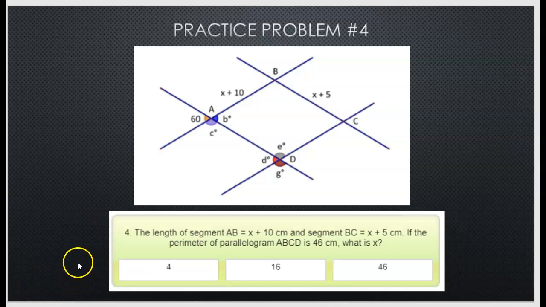All right, next one we need to take a look at. This one's dealing with side lengths. So they're telling us the length of segment AB, that's this one up here, is x plus 10. Segment BC is x plus 5, and the perimeter of the parallelogram is 46. Okay, here's what we know. This side and this side are the same length. This side and this side are the same length. And at any point in time, if you want to pause the video and see if you can work this out, you go right ahead.